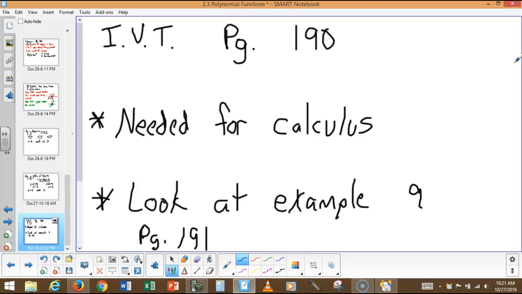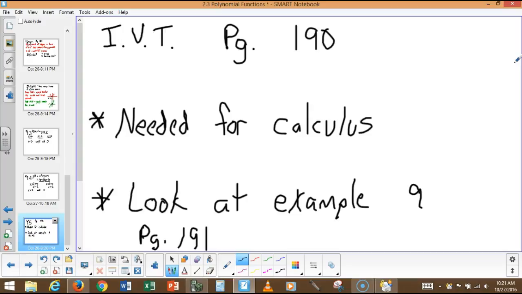Last thing we're going to briefly talk about in lesson 2.3 is IVT. That stands for the intermediate value theorem. Alright, this is on page 190. It has a long definition for this theorem that you can take a look at. We'll talk about this more in class together and the basic ideas behind it. We're not going to go too in-depth with this theorem. It's needed more for calculus. So those of you that take calculus next year, we'll talk about the intermediate value theorem more then.